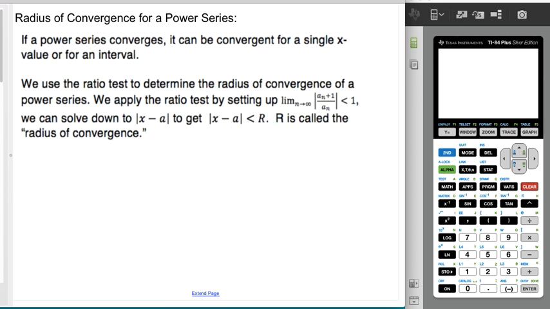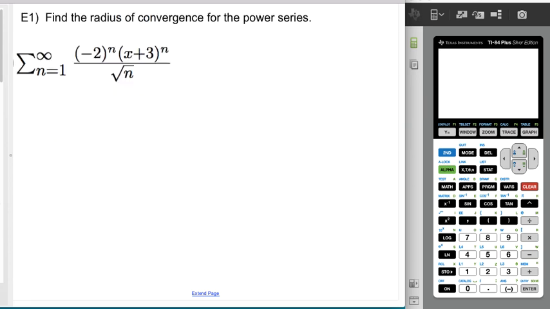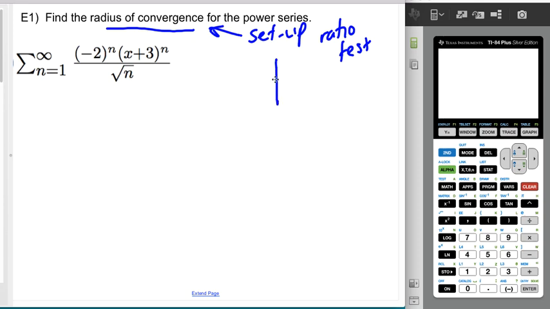So let's go ahead and find the radius of convergence for a couple of series. So find the radius of convergence. When you hear this, right, this means set up the ratio test. That's literally what this means. So you're going to set up the ratio test, and you want this to converge, right? So for the ratio test to converge, you want the limit as n approaches infinity of a sub n plus 1 over a sub n to be less than 1, right? That's what you need, in that absolute value.